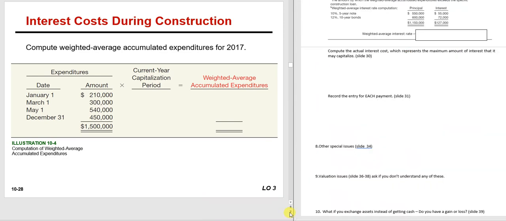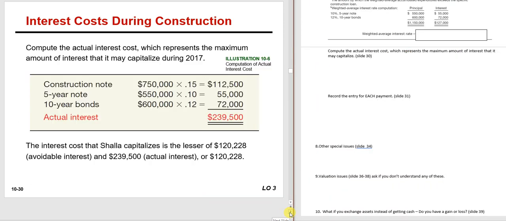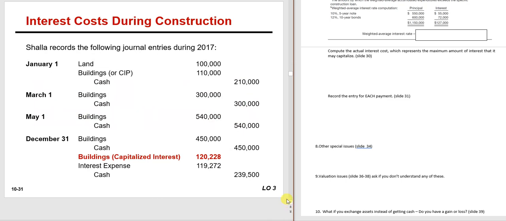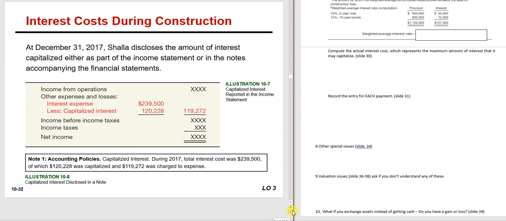Okay, so we've answered some of the items on this sheet. So to compute the actual interest cost, this is where you would have $239,500, and then I'm going to capitalize the lesser of $120,228 or $239,500, and these are these entries. You probably have to squeeze them in there in two separate columns, but again, notice that they're the actual payments for cash. Do a couple other ones, and then I'll cover interest costs during construction.